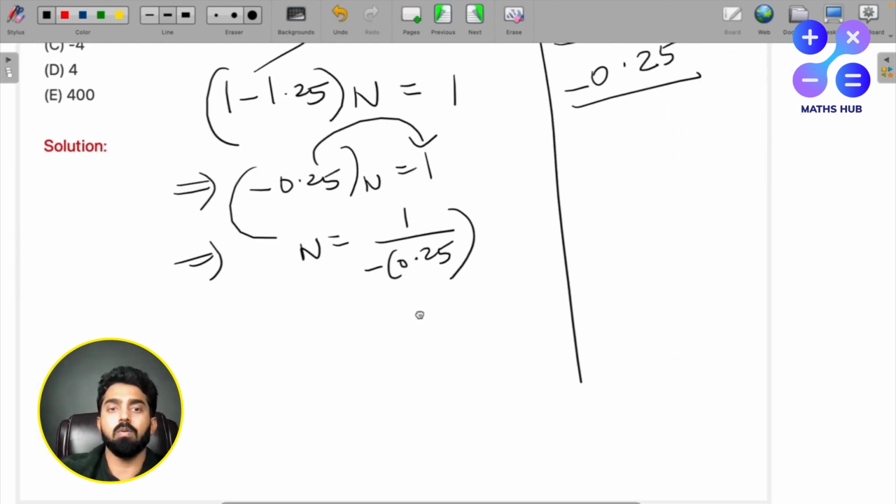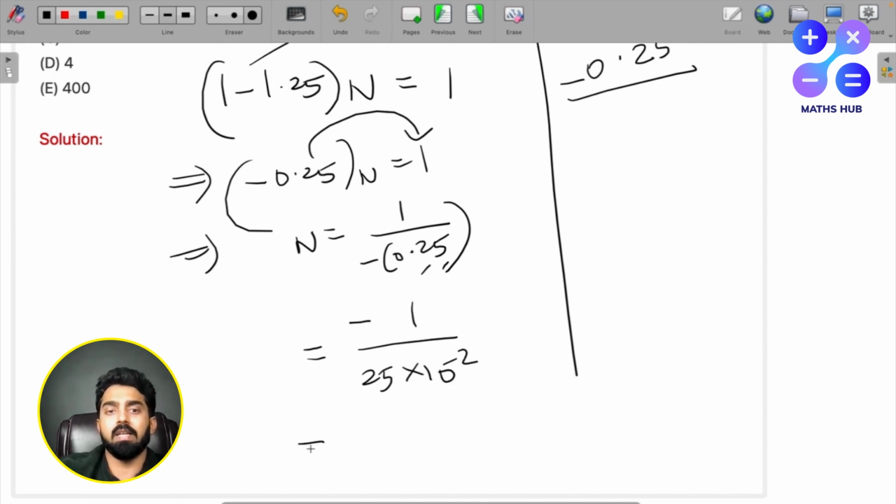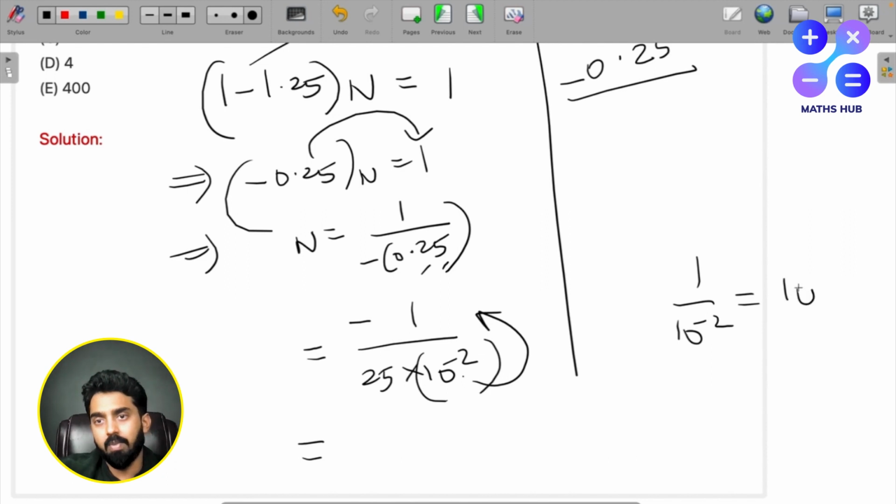Correct? Now, as you have a decimal in the bottom, let's convert that to an exponent, which is a simple way to do it. So we'll say minus, you can shift the minus to the top also, right? It's not going to make any difference. 25 into 10 to the power of how many decimals? 1, 2, minus 2. Right. Next step is when you have an exponent in the denominator, if you take it to the numerator, it becomes positive. So 1 by 10 power minus 2 is equal to 10 power 2.